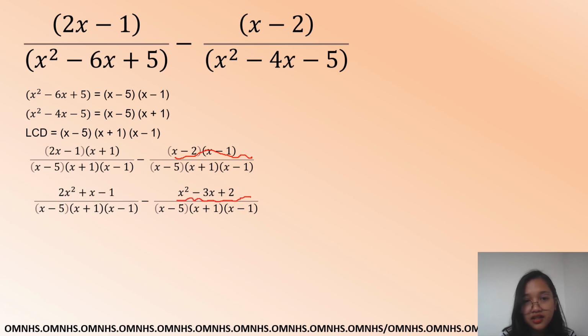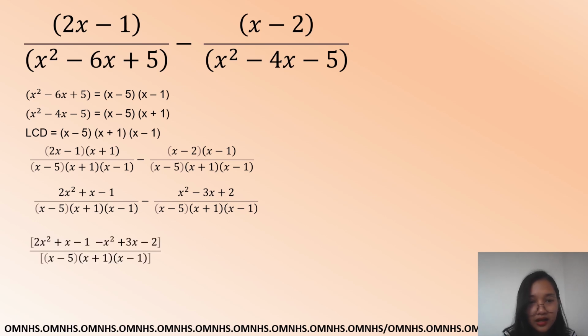Okay, so after multiplying the numerators, we can now subtract the numerators. Okay, so let's combine, let's copy the denominators since they are the same. So, we subtract the numerators. So, 2x squared plus x minus 1 minus x squared plus 3x minus 2. So, we have to combine like terms. So, the like terms here are the 2x squared and negative x squared. So, 2x squared minus x squared is x squared.